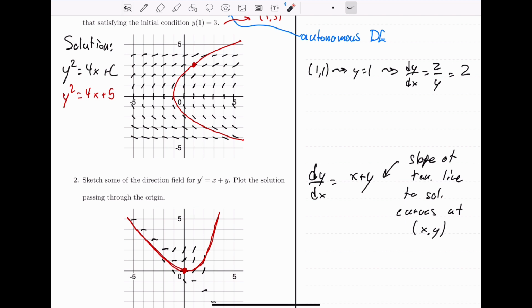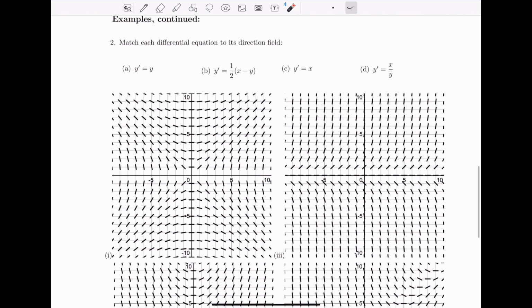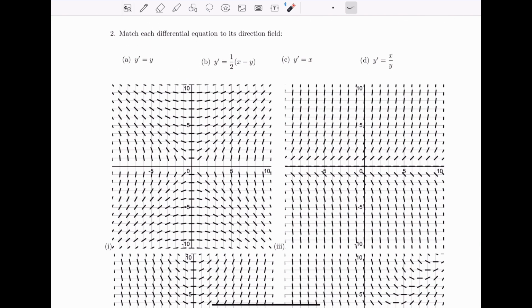Let's work through a couple more examples trying to understand the relationship between the slope field picture and the differential equation that generates it. So for example 2, we want to match each of these differential equations to the different slope fields that are given below.